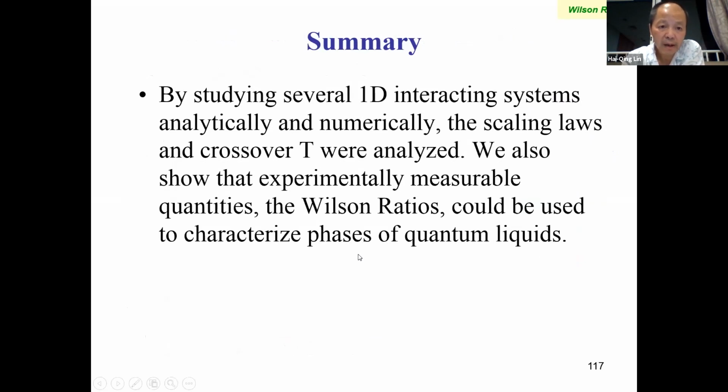So to summarize, by studying this 1D interacting system analytically and also numerically, and the scaling laws and the crossover can also be analyzed, we show that experimentally measurable quantities, the magnetic susceptibility and the heat capacity, then the calculated Wilson ratio, could be used to characterize phases of quantum liquids.